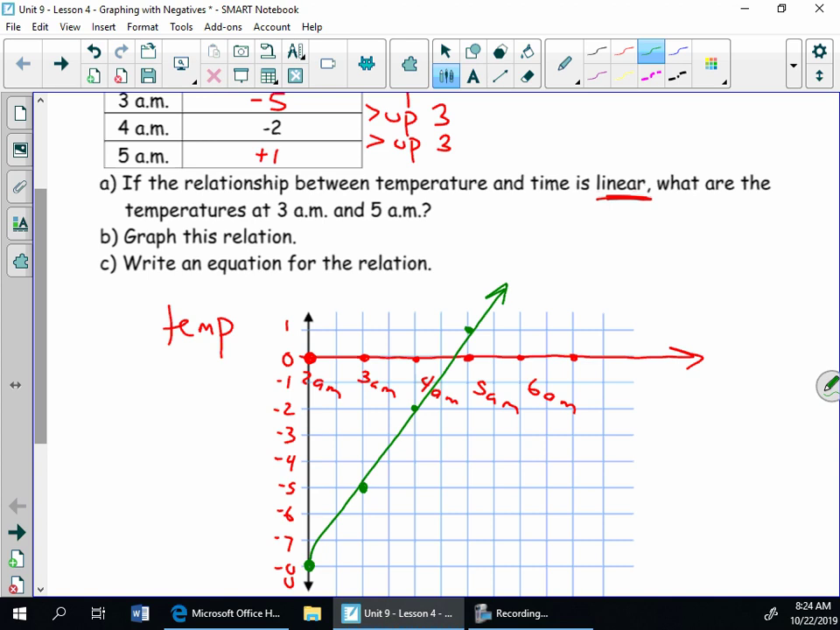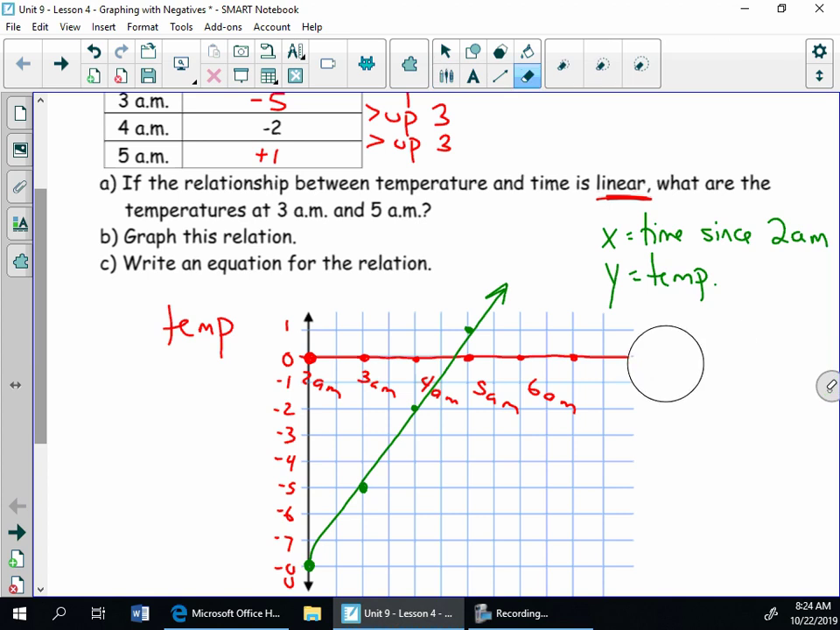Can I write an equation for this? Absolutely. Okay, x is the time since 2 a.m. That's where we started. Y is our temperature. What do we know we started at? We started at minus 8. And we're going up 3 degrees every hour. Okay, same things we've always done. There's nothing different except we have a negative value in here. We've actually had negative rates before, just not negative initial values.